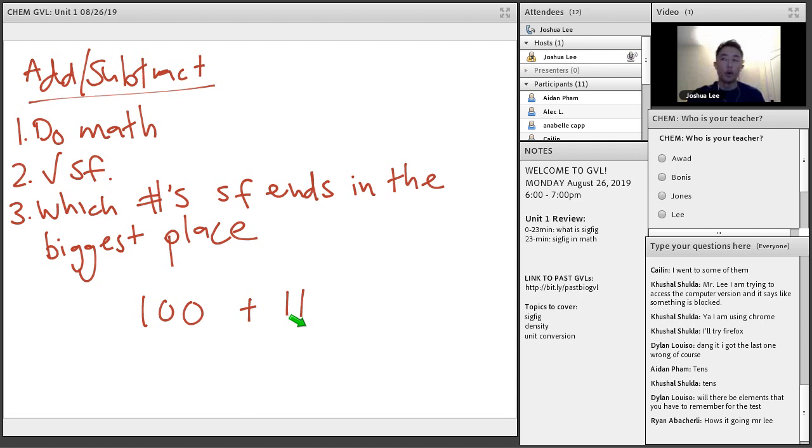yeah, there will be some element stuff. So we'll talk about, at least for my class, everything that will be upcoming on the test so that you know how to study and prepare for it.